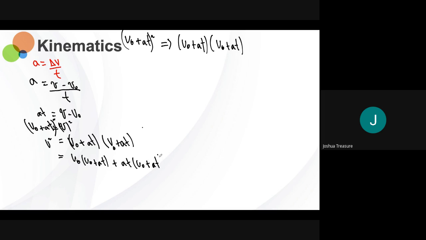All right, what's the next step? Expand them now. You'll multiply something. Exactly. So what would you get? What would you get for this one?